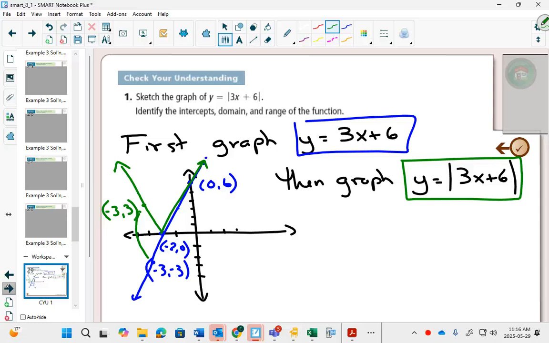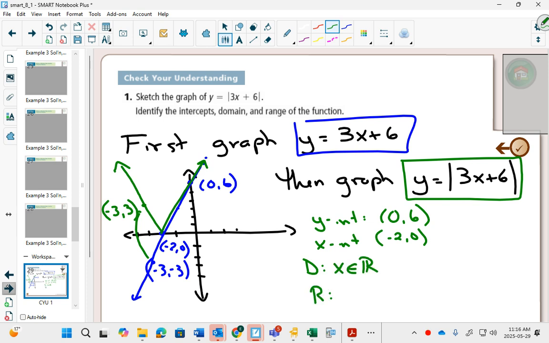And that's the strategy for graphing absolute value graphs. So, identify intercepts. Well, the y-intercept is still (0, 6). The x-intercept was (-2, 0). The domain was everything. And your range, now your y values are greater than or equal to 0.